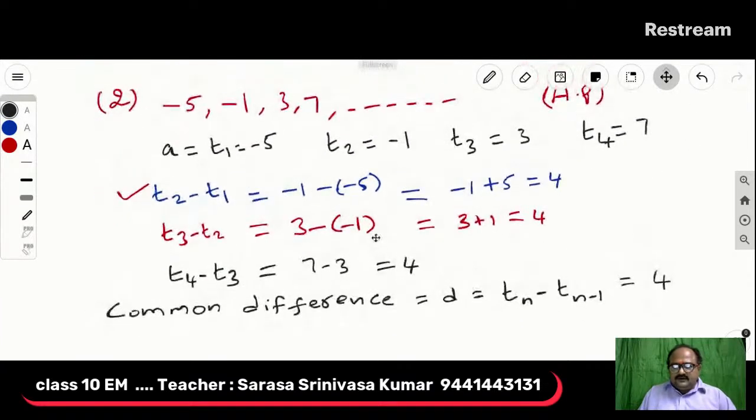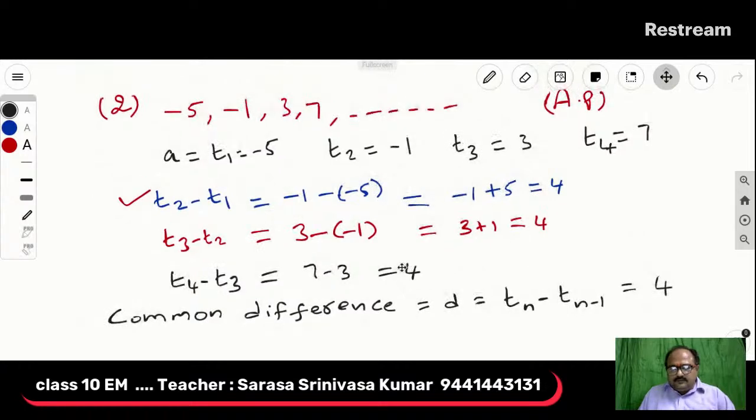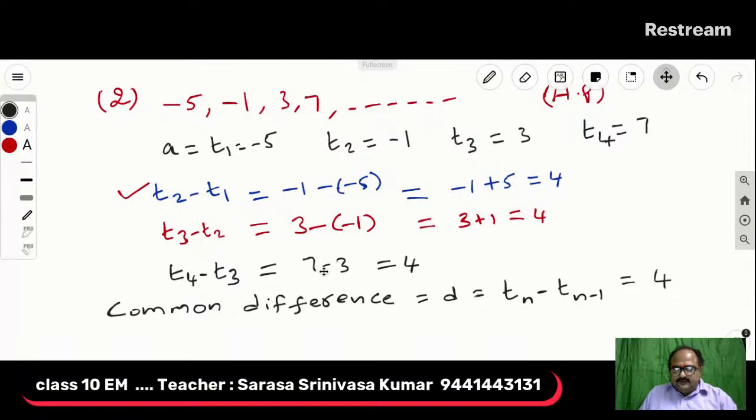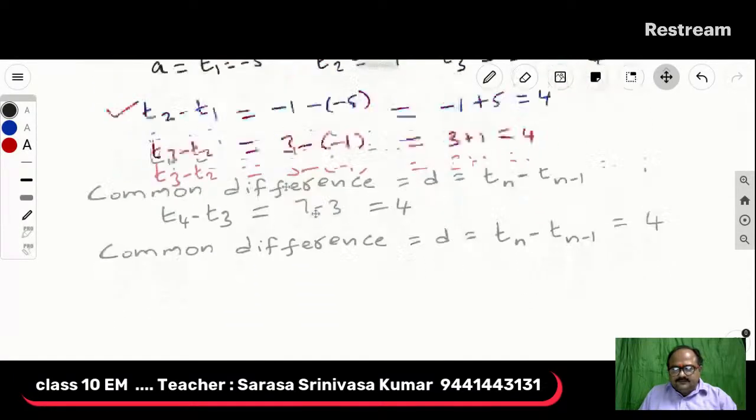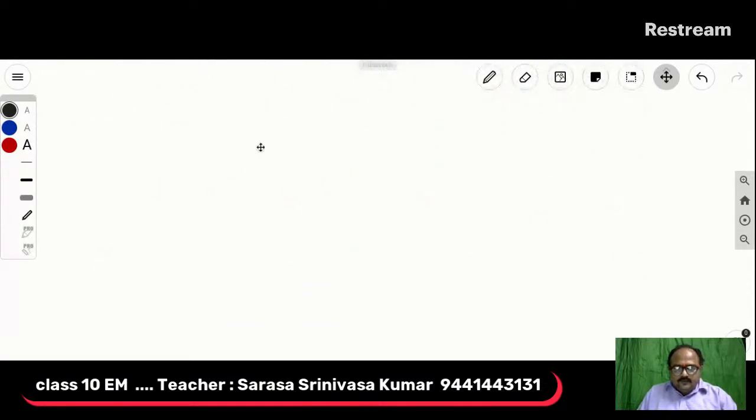Now let us consider the next problem in this arithmetic progression. Since these problems are very easy, I am not repeating the explanation again. If any student gets doubts, you can send a message in the chat box.